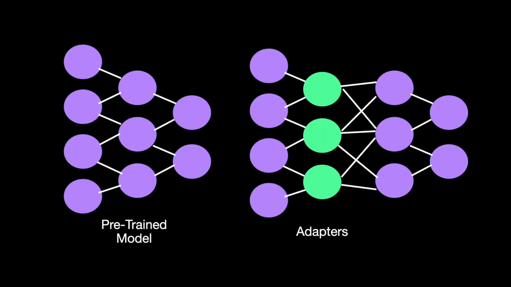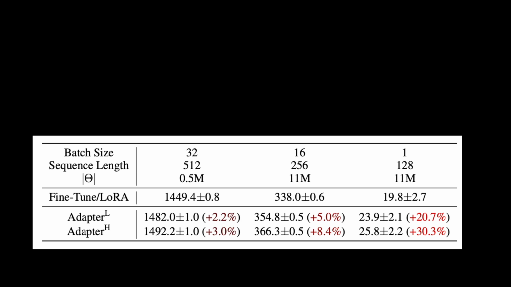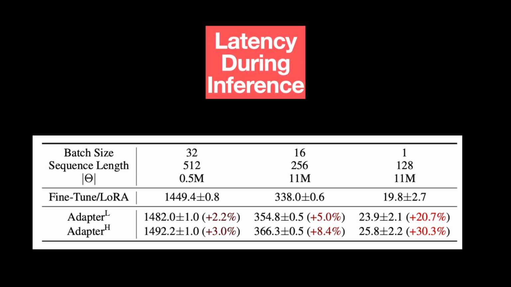Now, one solution proposed for this problem is adapters. Adapters are trainable additional modules plugged into the neural network, mostly transformers, and during fine-tuning, the parameters of only these adapter modules are updated with the pre-trained module frozen. Because adapters are additional parameters, they introduce latency during inference. For a batch size of 32 and a sequence length of 512 and a small 500,000 parameter model, the fine-tuned LoRA model takes 149 milliseconds for inference, but with adapters, it's 2 or 3% higher.